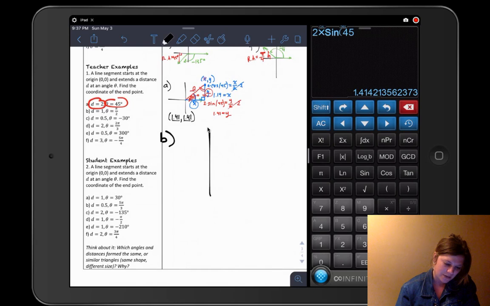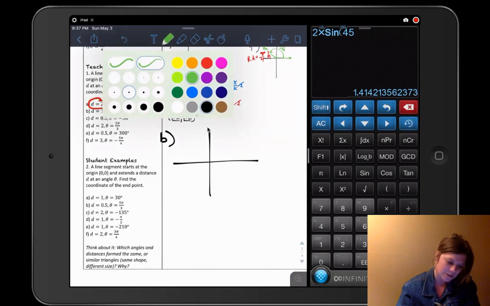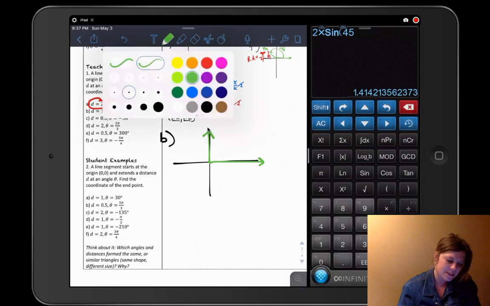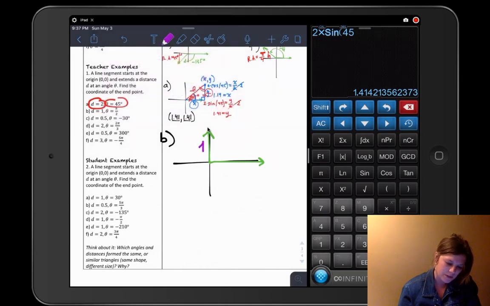We have the angle. I'm going to draw it out. Here we go. There's my initial side, and then my terminal side is going to be at pi over 2, which is straight up and down. Again, feel free to use the reference if you want to, but hopefully you're starting to remember where things go. And then my distance here is 1, so that's my hypotenuse.